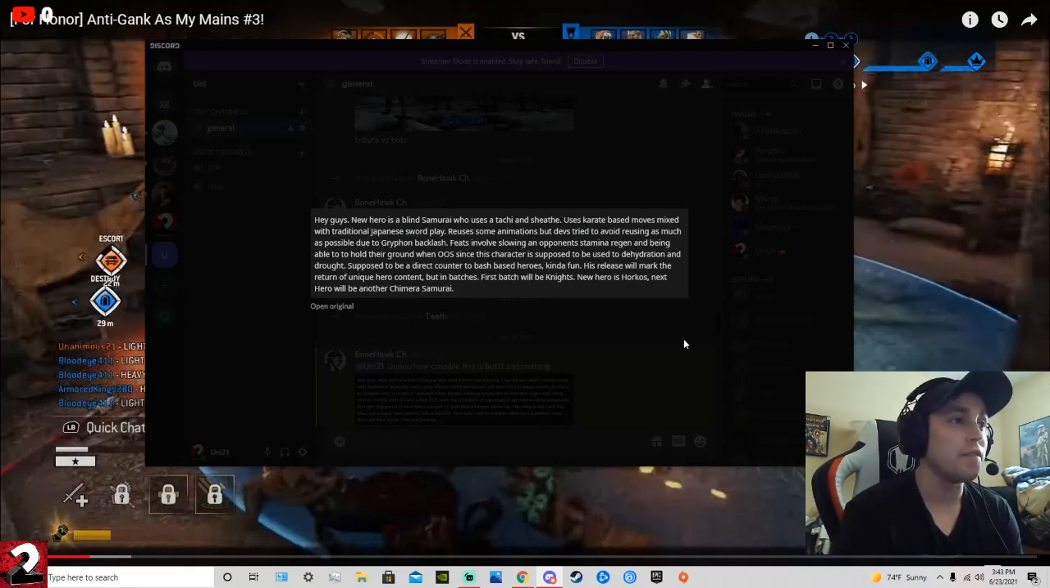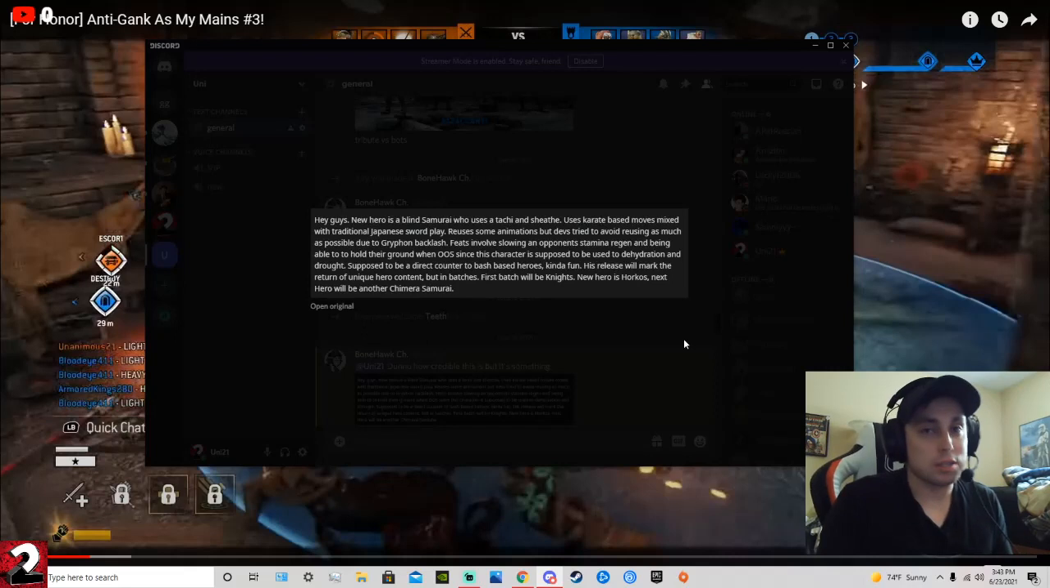Every hero. Feats involve slowing the opponent's stamina regain and being able to hold the ground out of stamina, since this character is supposed to be used to dehydration and drought. So it makes you think, if that's true, it makes sense because they removed Rocksteady. And if you guys don't know what that is, which I'm sure you do, when you're out of stamina, you cannot be unbalanced. So that makes sense. And I really never had a problem with Rocksteady.